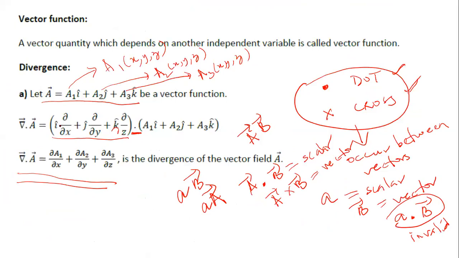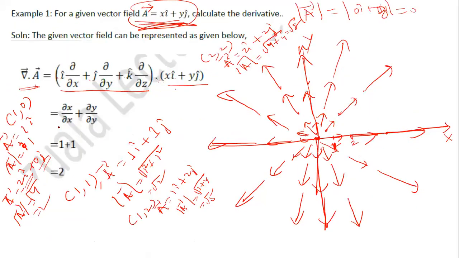So if you follow this dot product and the cross product there, you will find that eventually i dot i is 1, i dot j is 0, j dot i is 0, j dot j is 1, k dot i is 0, k dot j is 0. Then finally what we have is del x upon del x, del y upon del y. Then when you add, del x upon del x is 1, this is 1, and then you get 2.